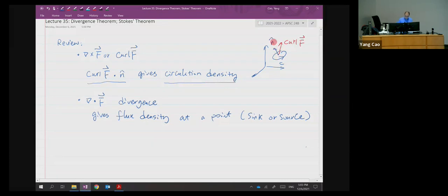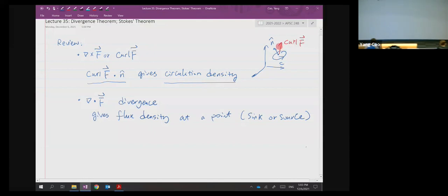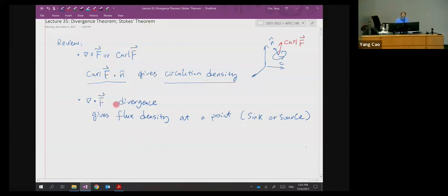That's curl F, and curl F gives us two pieces of information. The direction gives us the maximum circulation, and its magnitude gives us the value of the circulation at that point within the vector field. Divergence, del dot F, yields a scalar quantity, not like curl, which gives you a vector. This scalar quantity is called flux density. If you recall the definition of divergence, it gives you a flux density at a certain point within the vector field.